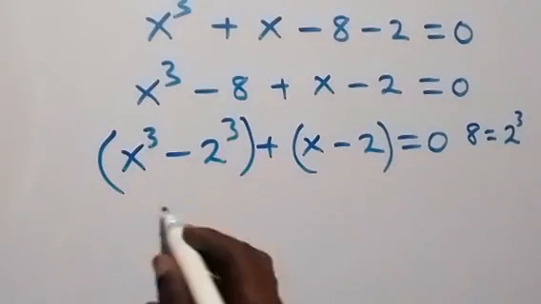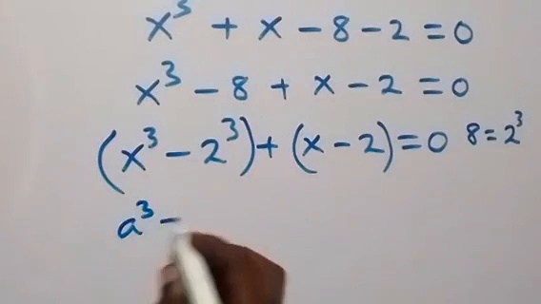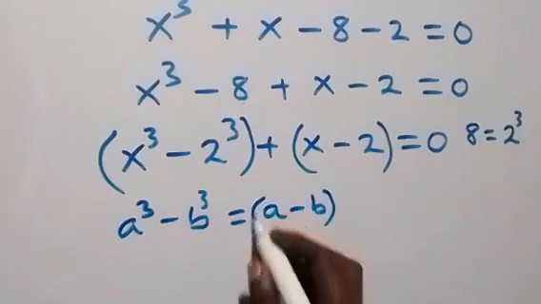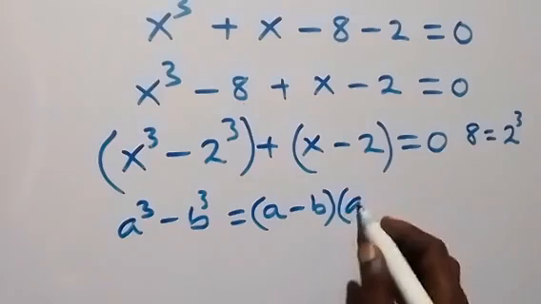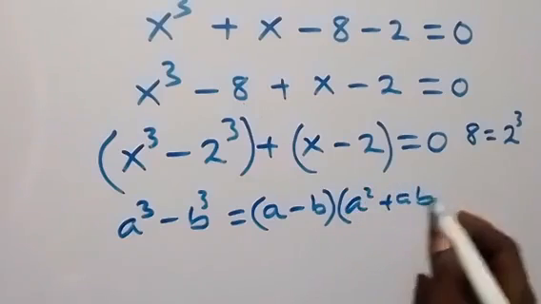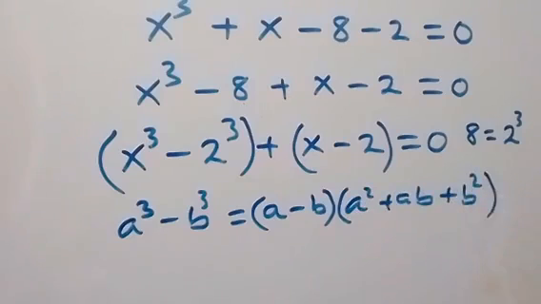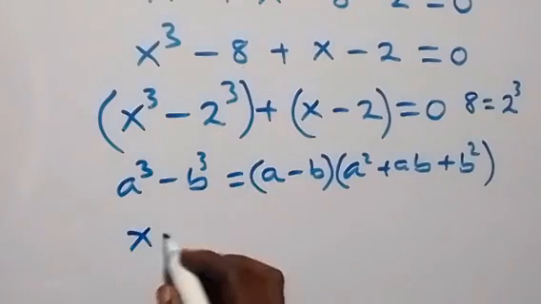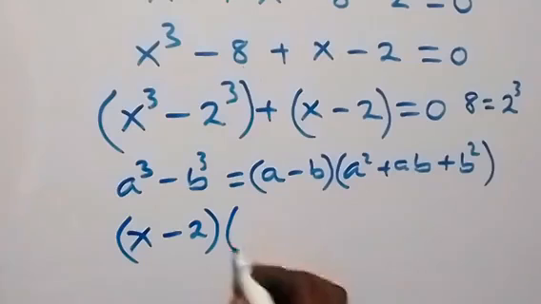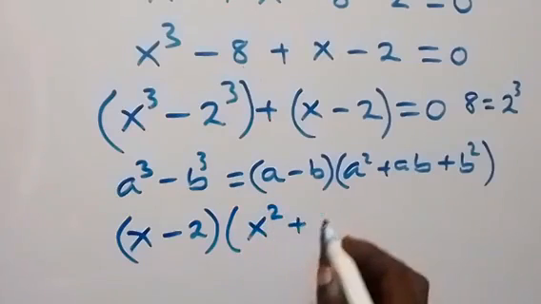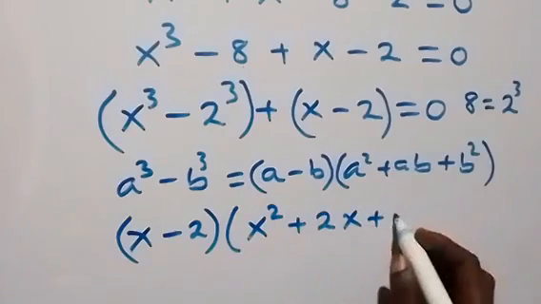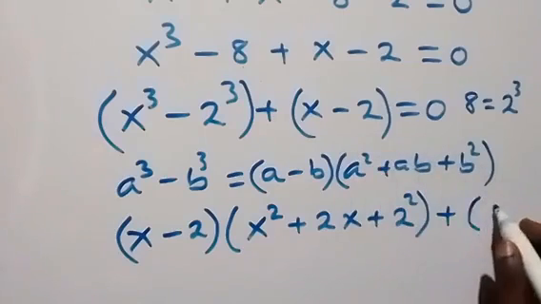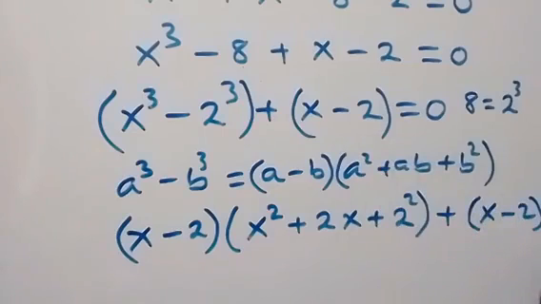Then, what we have in this bracket follows the pattern a raised to power 3 minus b raised to power 3, which gives us a minus b into bracket, then open bracket a squared plus ab plus b squared. Applying this to what we have here, we can write this as x minus 2, then into bracket, x squared plus 2x plus 2 squared, then close bracket, then plus what we have here, which is into bracket x minus 2, equals 0.